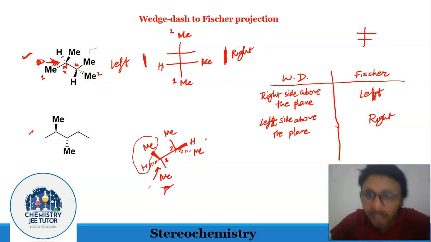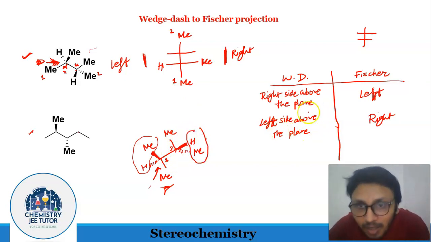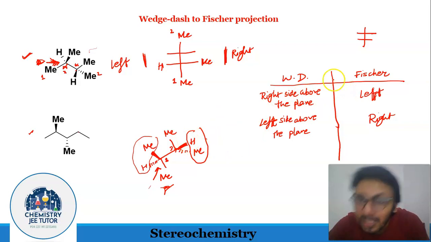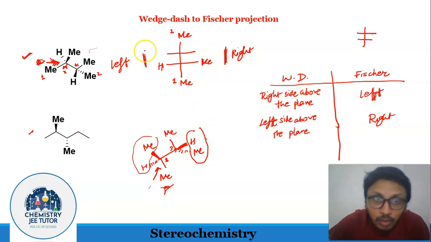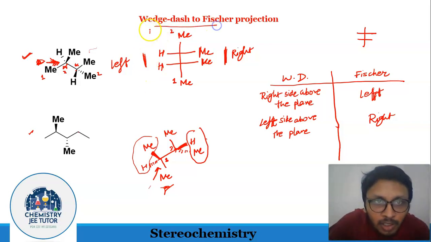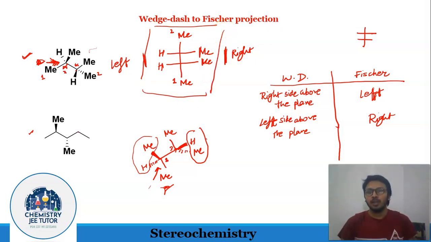Let us get to C3. So now it is on the right side. Both this hydrogen and methyl are on the right side. What it says: right side above the plane. What do we have right side above the plane? Hydrogen. Right side above the plane goes to the left side in the Fischer projection. So this hydrogen goes to the left side of the Fischer projection, and we write the methyl. This is our Fischer projection of this molecule. So you understood, students? This is how we change a wedge dash to a Fischer projection.